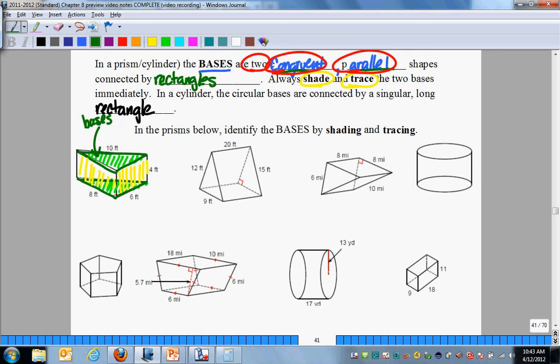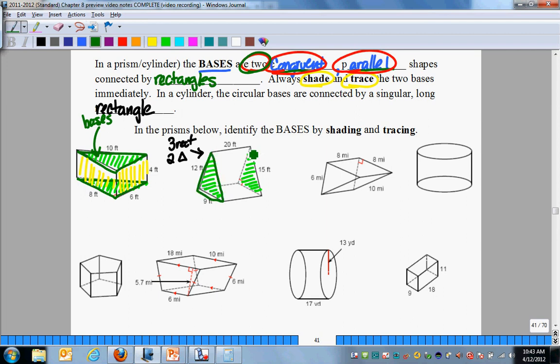Now watch very carefully at the one on the right. Again, we see triangles and rectangles. Where's the base? We see 3 rectangles here, 3 rectangles, and then we see 2 triangles here in this shape. The bases, again, there's only 2 of them, and they're congruent and they're parallel. So our bases are these 2 triangles. Base does not mean bottom.